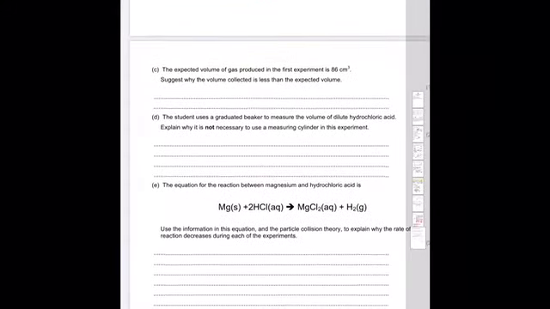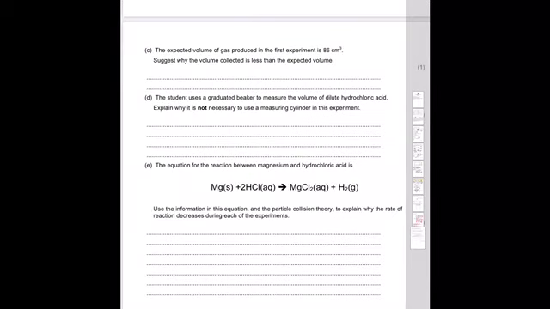Right, here we are. Expected volume of the gas produced in the first experiment was 86. Suggest why the volume collected was less. Well, do you know what? You've lost some, basically. That would suggest that in the process, when you look at the mechanism, just by putting the bung on there, the reactions are started, so some of the gas escapes.